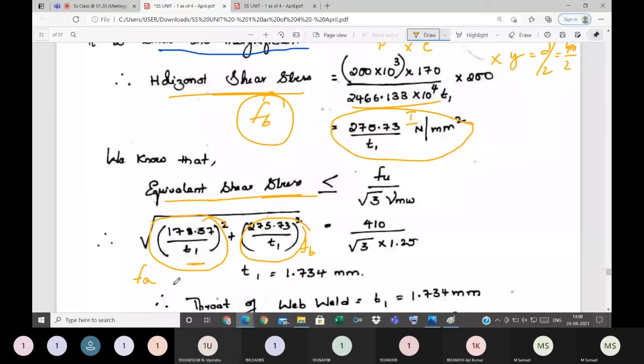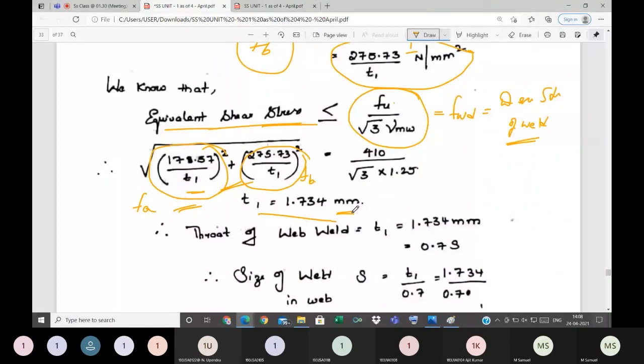So now you know that the effective shear stress is given by this equation, root over Fa square plus Fb square, and you know that this should be less than FWD, which equals the design strength of the weld. So check it. Here, the condition is that we wrote the equation to find T1, so what we do is equate these two equations. Okay, the equivalent shear stress can be equal to or less than that. So take the condition of equality and you will get T1 equals 1.734 mm.